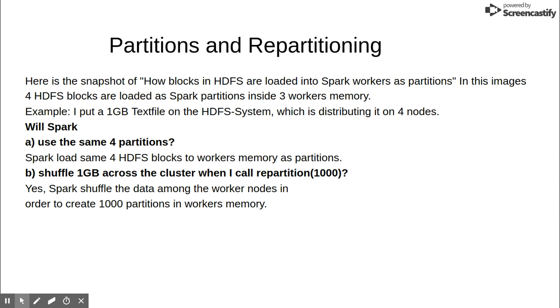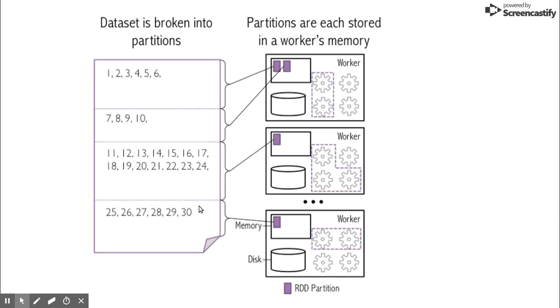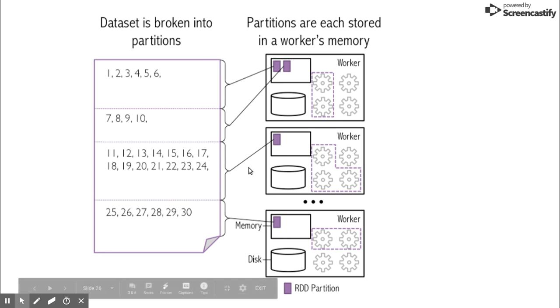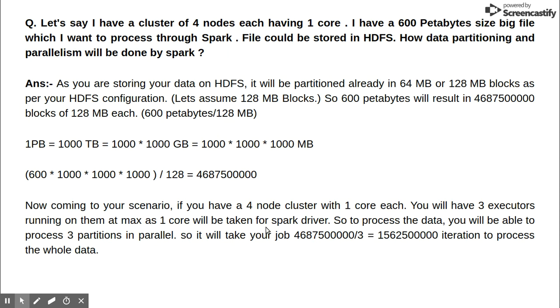Now, if I repartition to 1000, what would happen? It shuffles 1 GB across the cluster when I call repartition. Yes, Spark shuffles the data among the worker nodes in order to create 1000 partitions in the workers' memory, not at the HDFS. So if I do a repartition over this data, then 1000 partitions will be created in the worker memory. Now I'm going to explain two very important examples, and sometimes interviewers ask these in interviews.